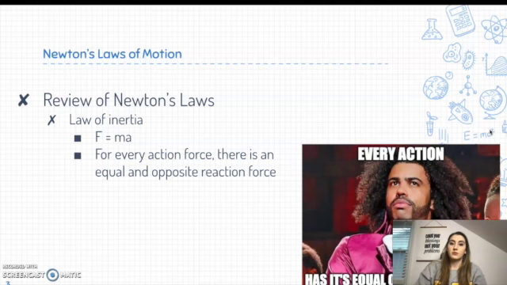So we're going to be mostly focusing on the law of inertia. So that is F equals ma, which is also known as for every action force, there is an equal and opposite reaction force. If you are a fan of Hamilton, this is one of the famous lines from the show, and it will certainly help you remember it if you're a Thomas Jefferson fan.